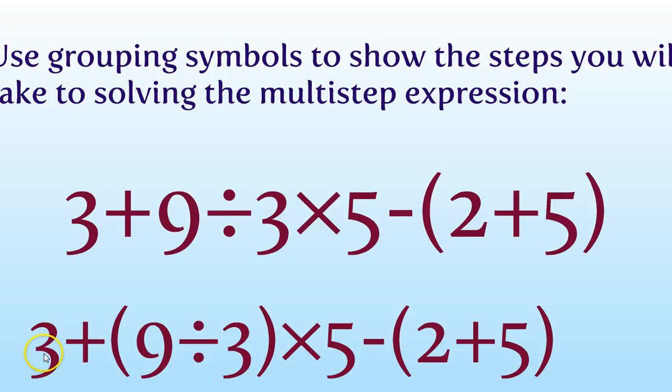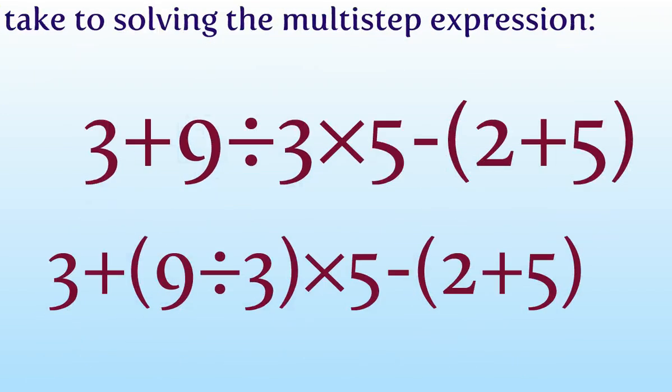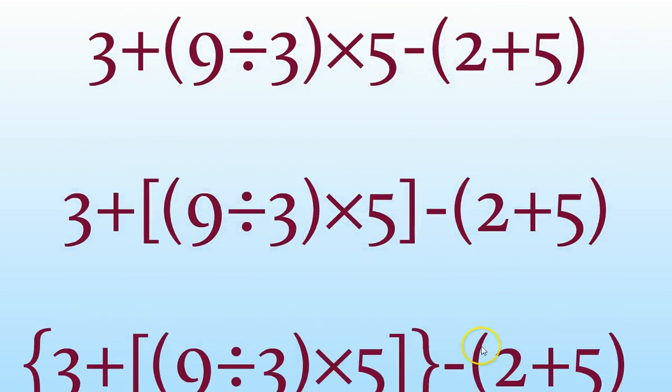All right, we have 3 plus, notice I put 9 divided by 3 in parentheses. That's because we have no exponents, no opposites, and no radicals. So we're going to do multiplication and division from left to right. 9 divided by 3 is the farthest left, and so we're going to group that first. Next, we're going to group the answer to 9 divided by 3 and multiply it by 5. Notice I've already used parentheses, so I'm going to use brackets here.